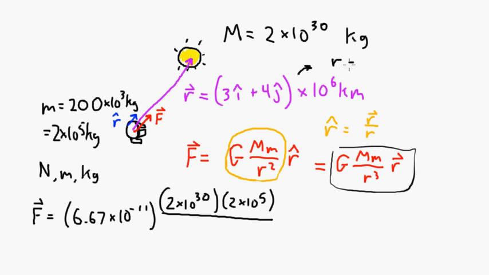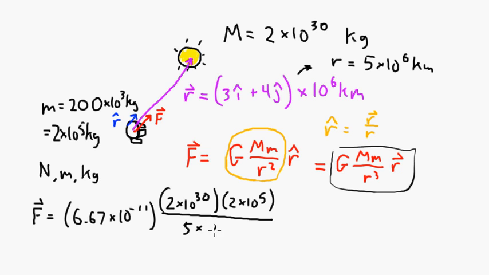And you could see that if you did square root of 3 squared plus 4 squared, that would be 25, and the square root of that is 5 times 10 to the 6 kilometers. So r cubed, now this is our scalar, our magnitude of r. This is in kilometers though, and we need this to be in meters, right? So it's actually 5 times 10 to the 9th meters cubed, and that's all cubed, okay?